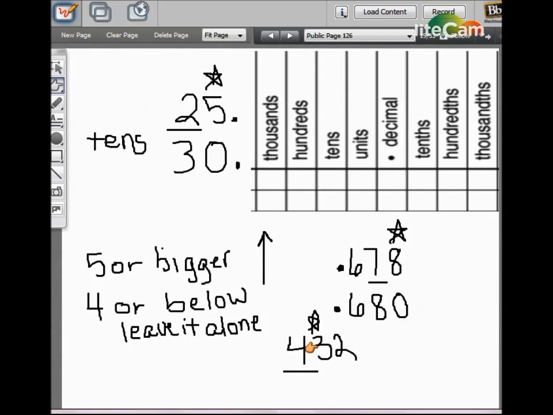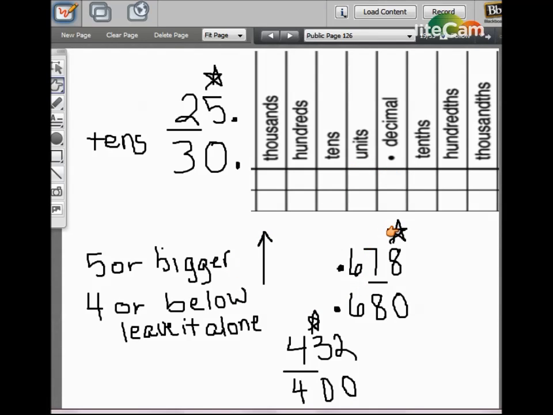So that is a 4 or below. It's a 3. So I'm going to leave my 4 alone. It stays exactly the same. And then remember, the star and all the numbers after the star will all turn into zeros. So my 3 becomes a 0 and my 2 becomes a 0. So 432 rounded to the hundreds place becomes 400.